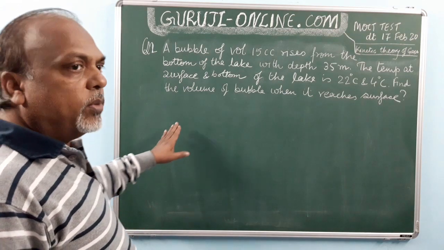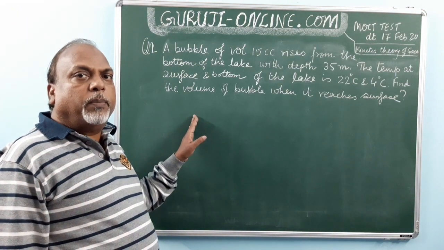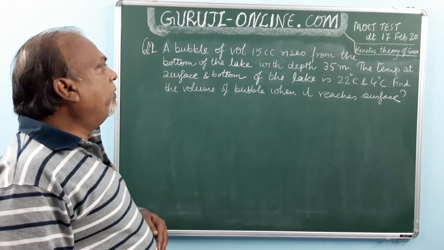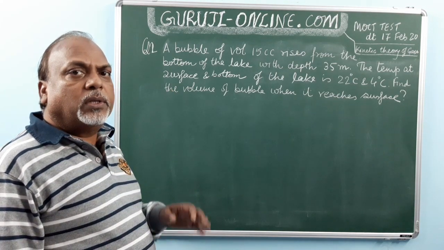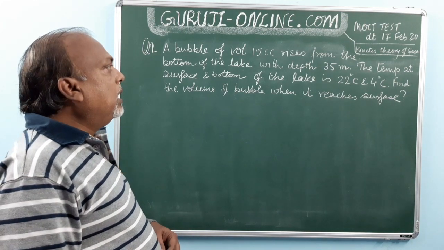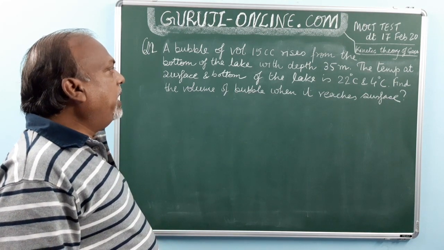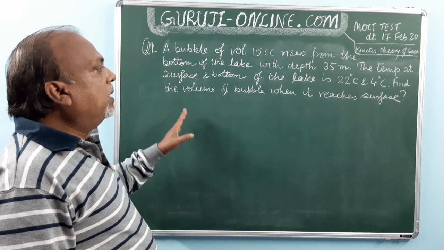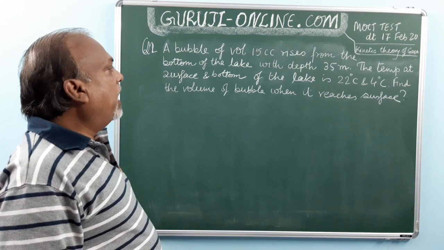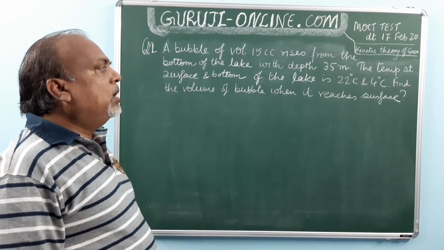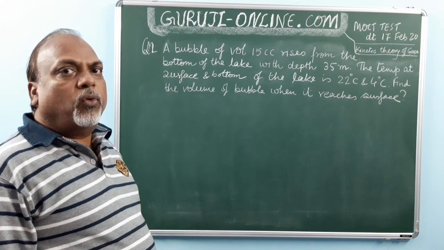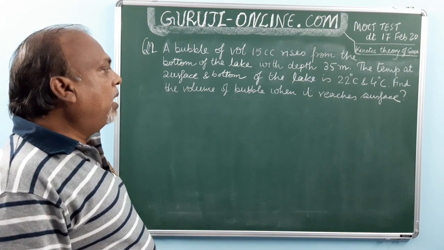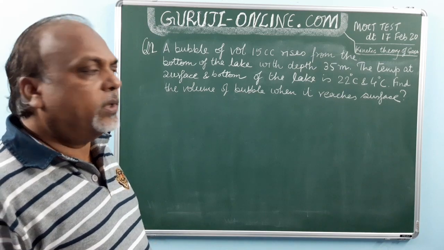So this is the second problem of the mock test paper. It says a bubble of volume 15 cubic centimeter rises from the bottom of the lake with depth 35 meter. The temperature at the surface and bottom of the lake is 22 degrees centigrade and 4 degrees centigrade respectively. Naturally, find the volume of the bubble when it reaches surface.